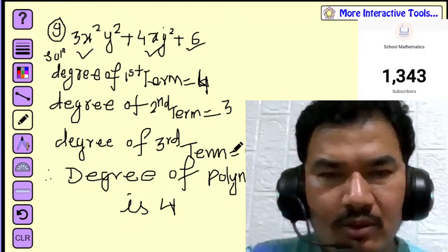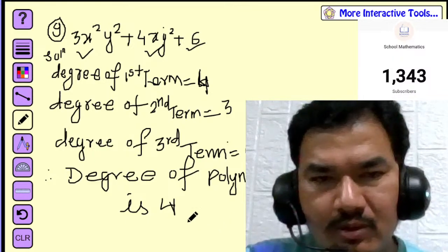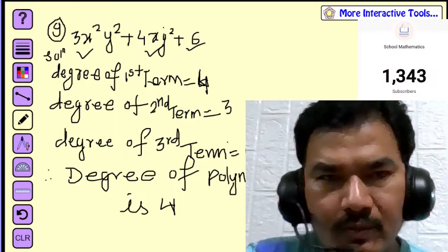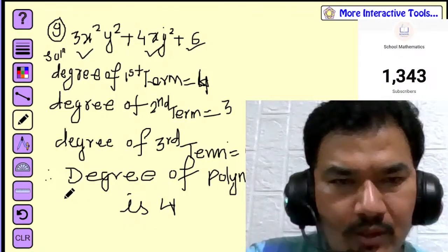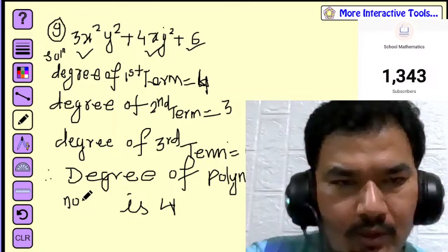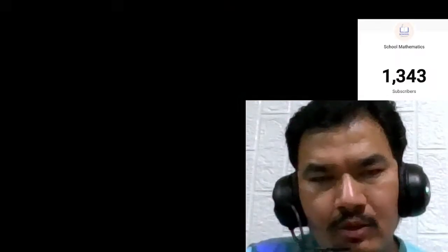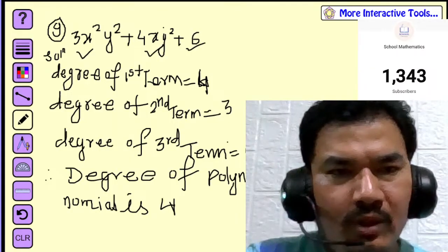Here, the degree of the third term is 0. The third term has degree 0, and the degree of the polynomial is as follows.